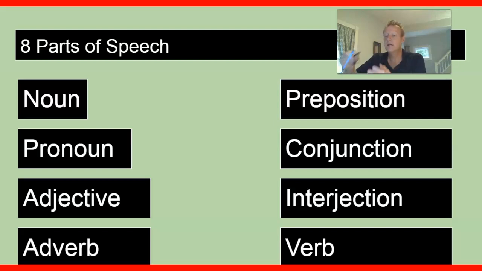What if I gave you the word on? On. His glasses are on his hand. On. What part of speech is on? That's a preposition. Remember, a preposition shows the relationship between two things. It's showing the relationship of my glasses and my hand. On. My glasses are on my hand. Good.